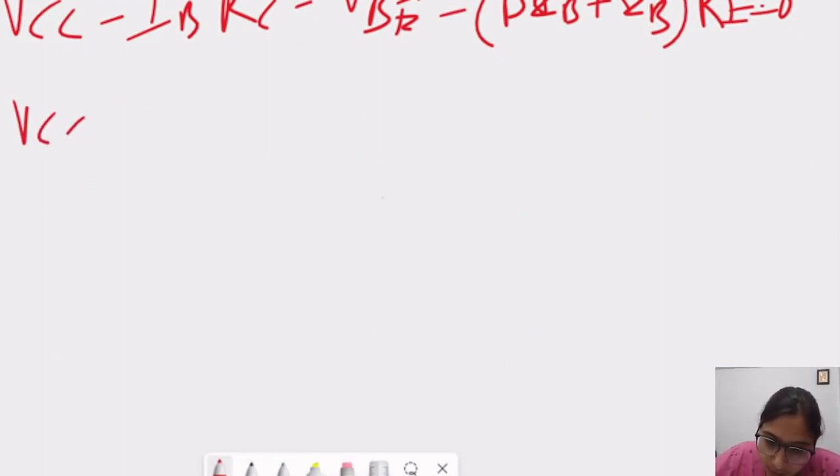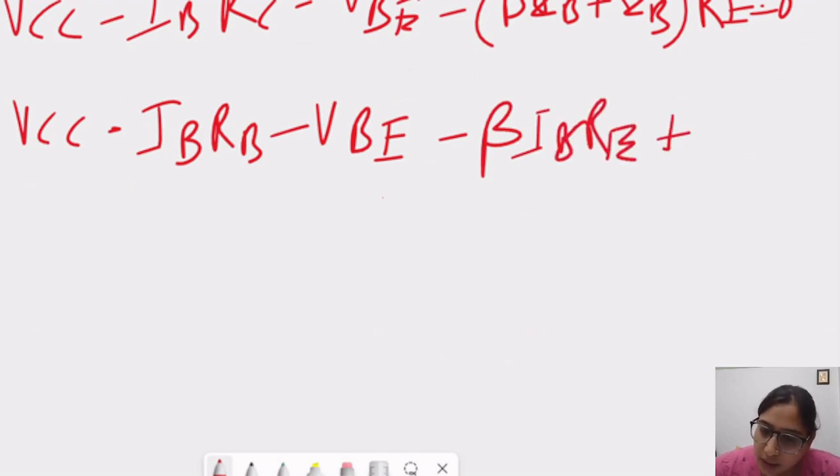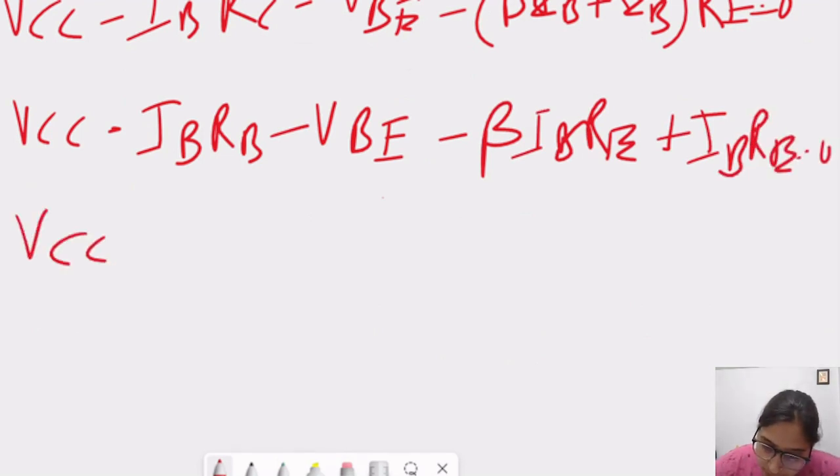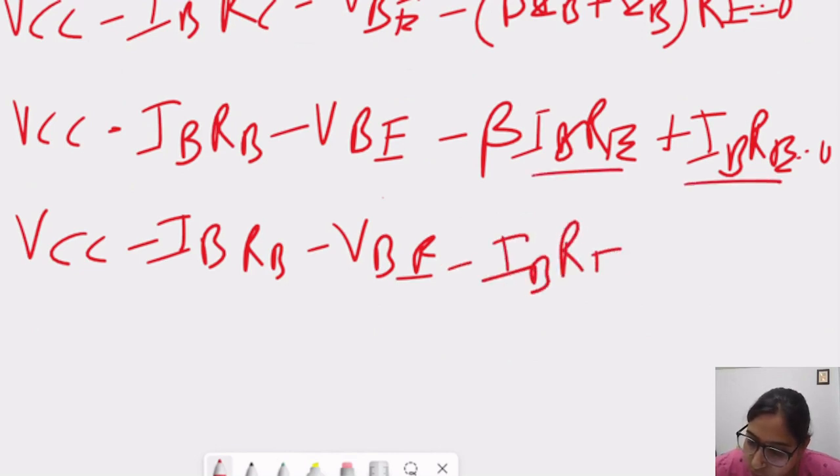Now VCC minus IB RB minus VBE minus, here if I do cross multiplication, what will happen? Beta IB into RE plus the second one is IB RE. Now we will further solve. What we will get? VCC minus IB RB minus VBE minus, if I take IB RE common, this is nothing but (beta plus 1) equal to 0.